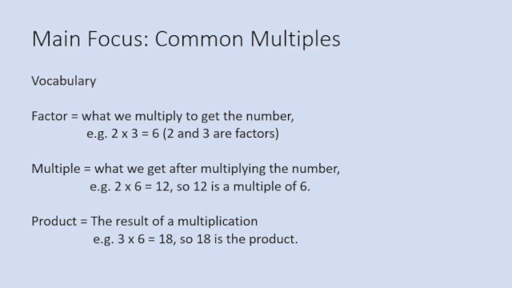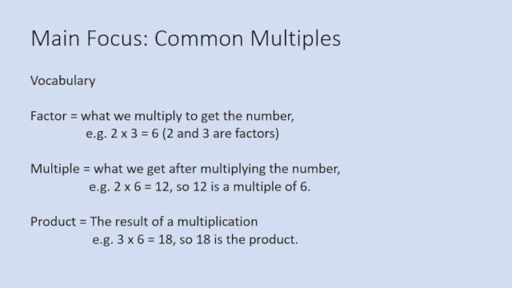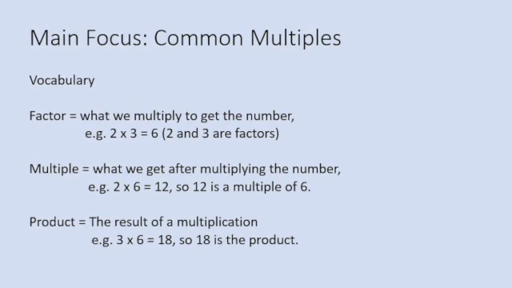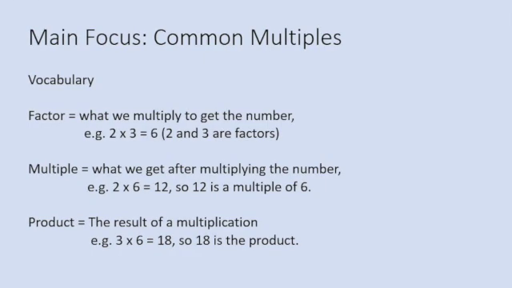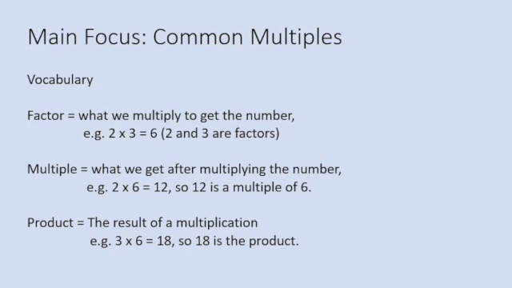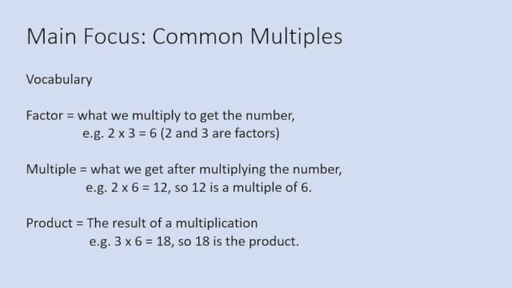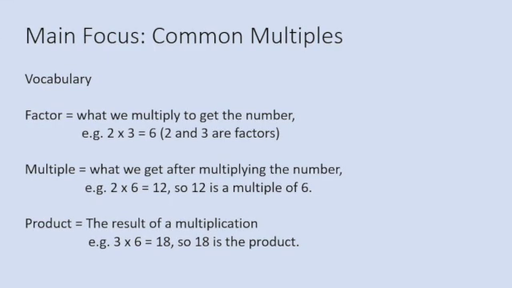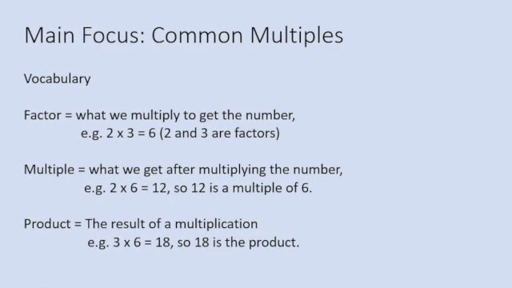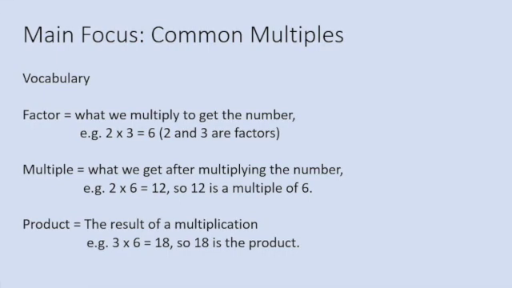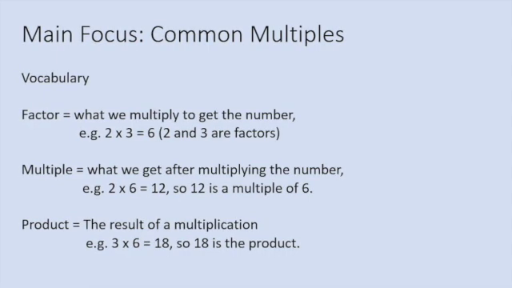Then we talked about multiples, and a multiple is what we get after multiplying the number. So 2 times 6, for example, gives us 12. So 12 is a multiple of 6. Another example might be 4 times 6 is 24. So 24 is a multiple of 4.